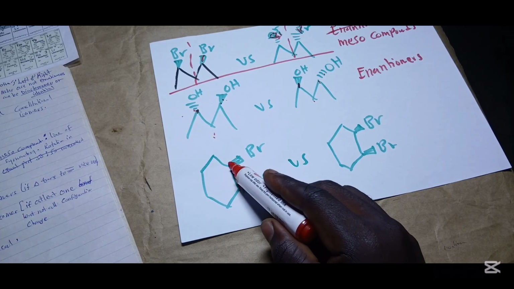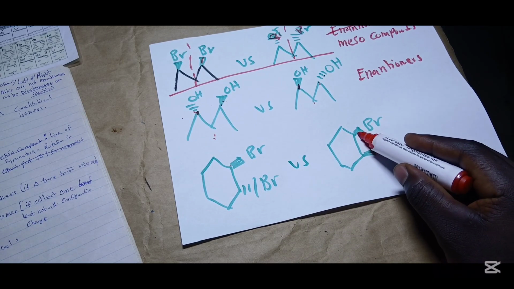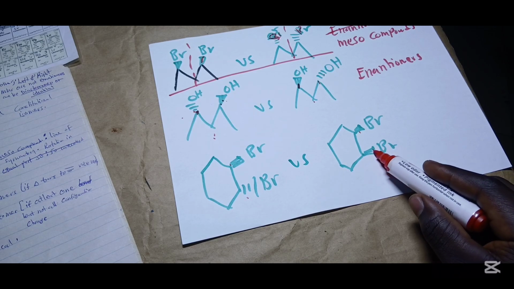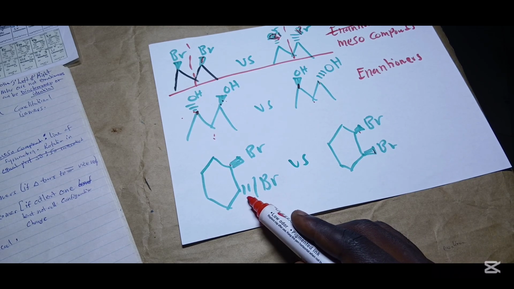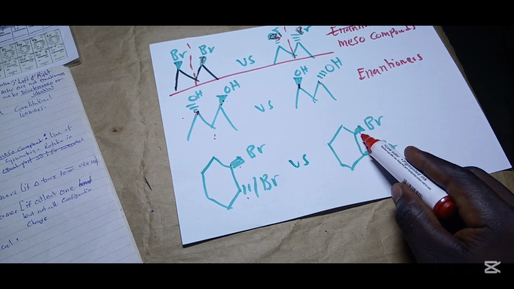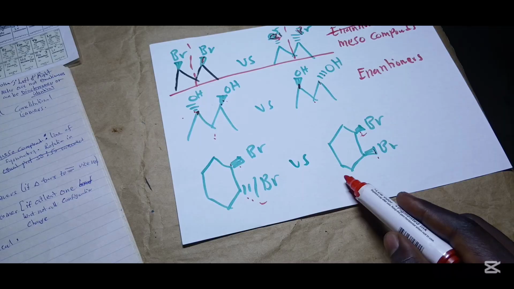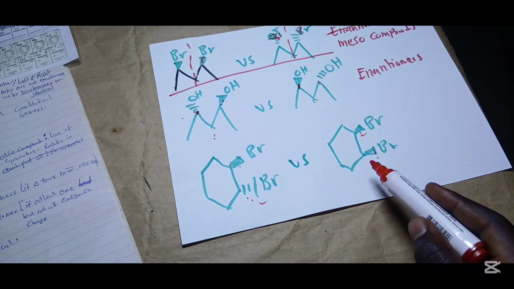Now, bromine here is on the solid wedge, bromine here is on the solid wedge, bromine here is on the dash wedge, bromine here is on the solid wedge. So one of the configurations has changed. Bromine solid here, no problem. Bromine dash here, bromine solid here. It means one of the configurations has changed, but not all of them.